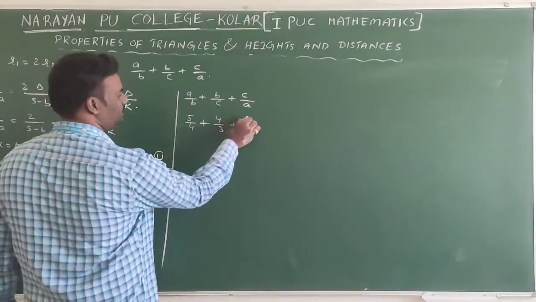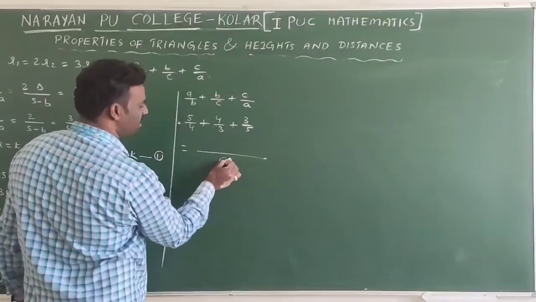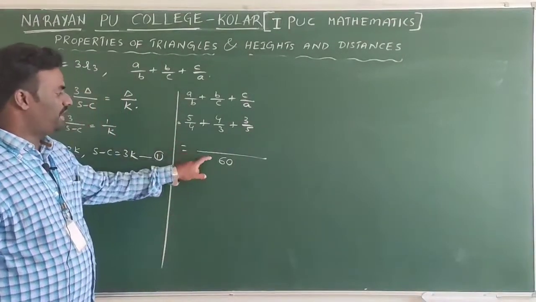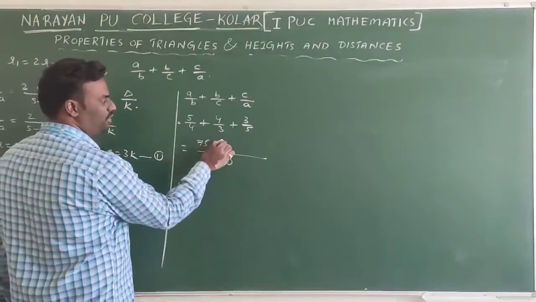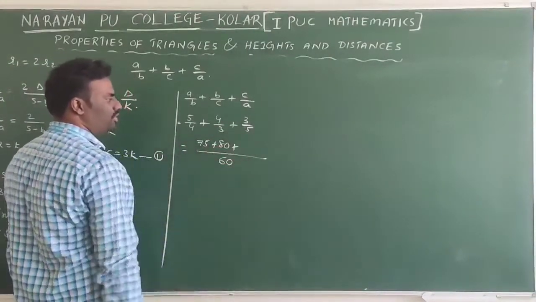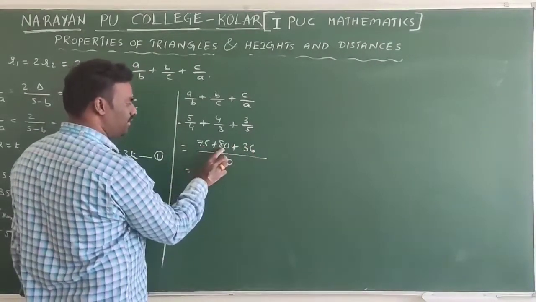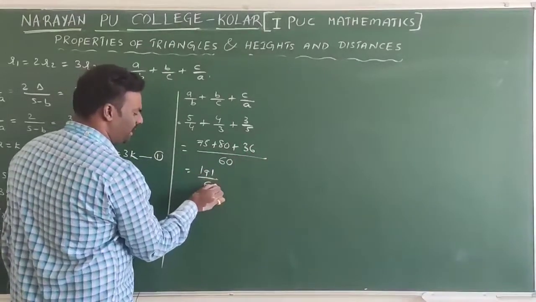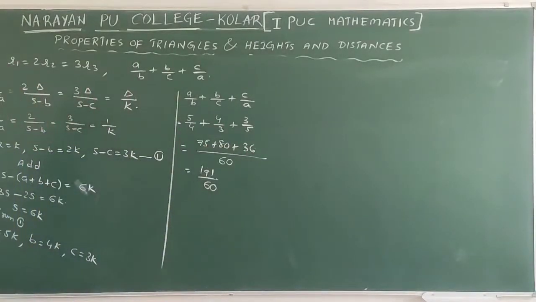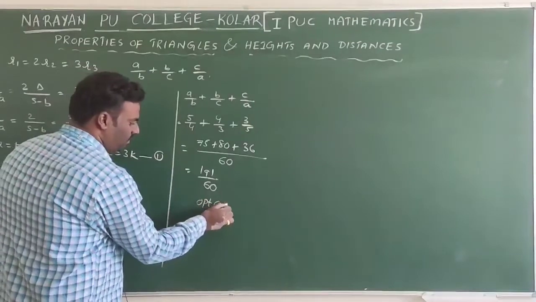I will take LCM. 60 is the LCM. 4 15 times is 15, 5 is 75. 3 20 times, 24 is 80. 5 12 times, 12 3 is 36. Now the sum is 191 by 60. That is the answer for question number 40. That is nothing but option D is the correct answer.